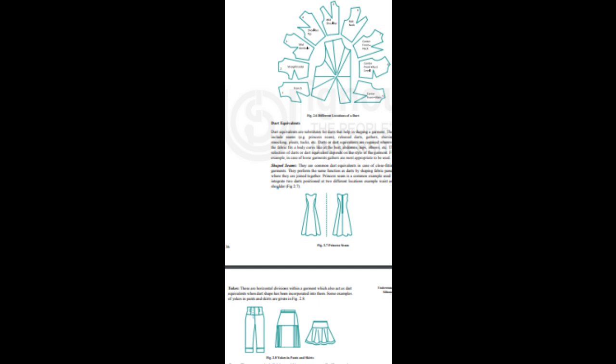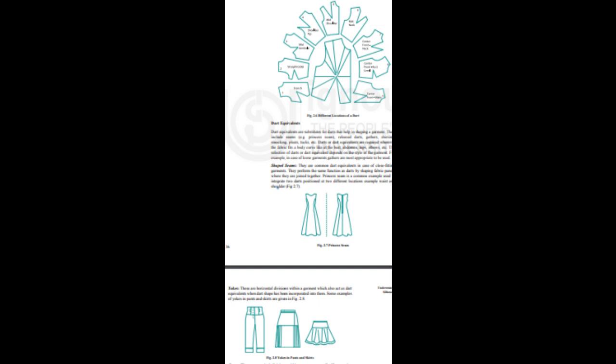Darts. These are triangular folds stitched to shape a flat fabric according to specific curves of the body. They help in converting a two-dimensional fabric to a three-dimensional garment. They add a high labor cost to the garment but do not require much fabric as compared to other shaping methods. They are stitched in a way that the triangular fold comes on the inside of the garment and is visible on the outer side only in the form of a line according to the indicated design.